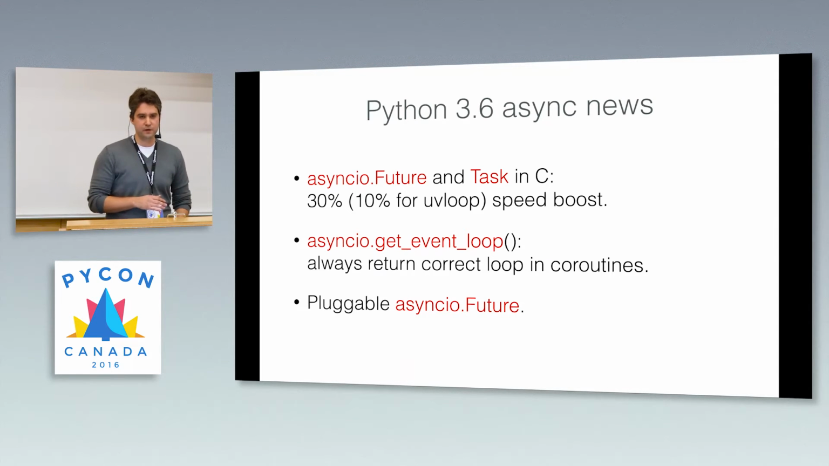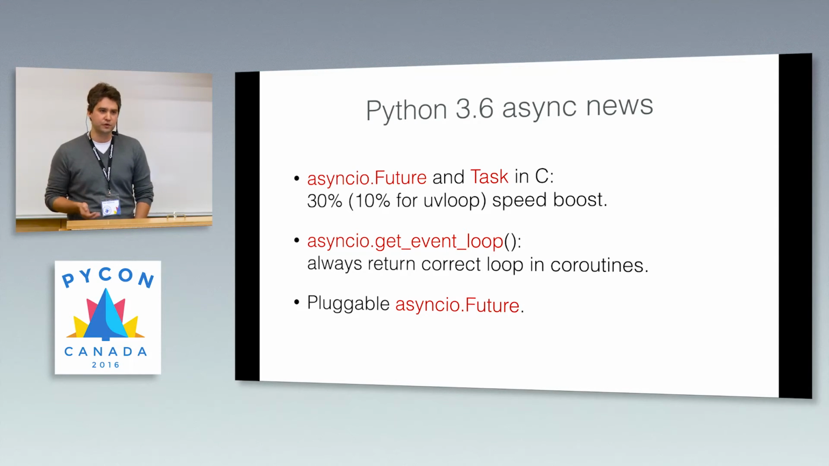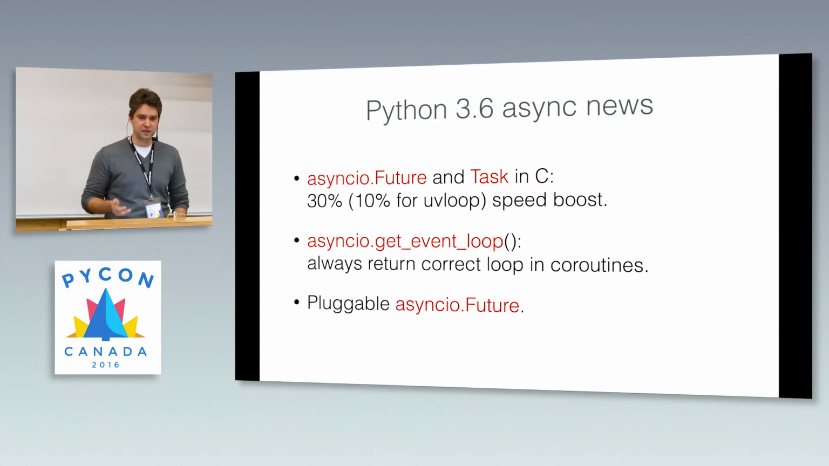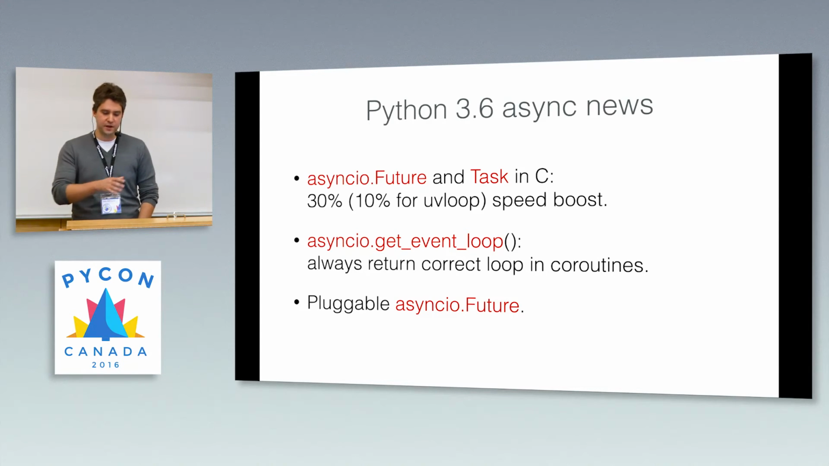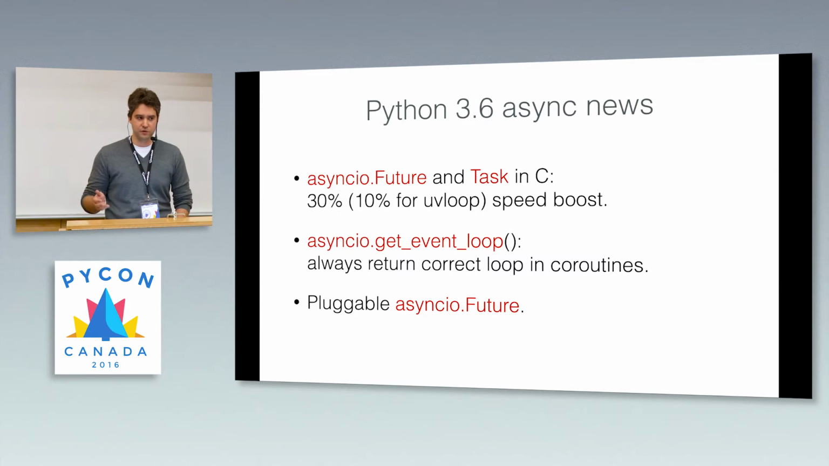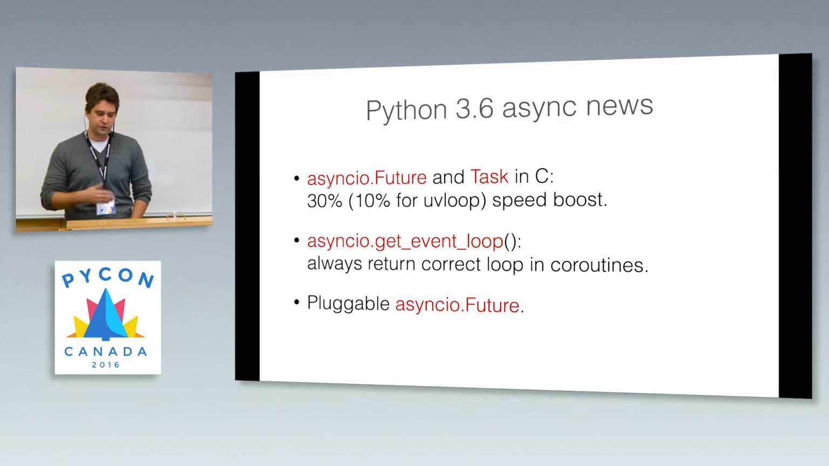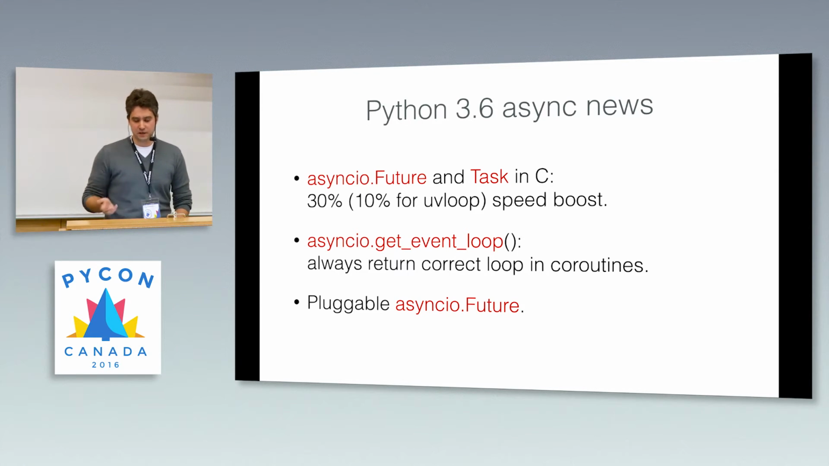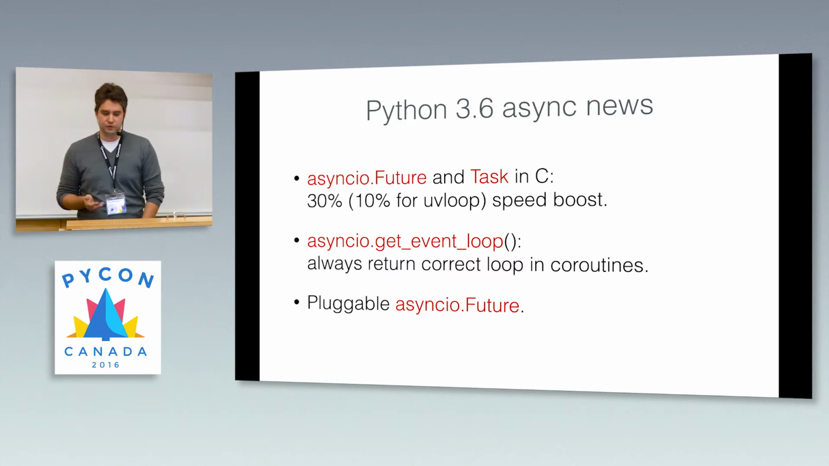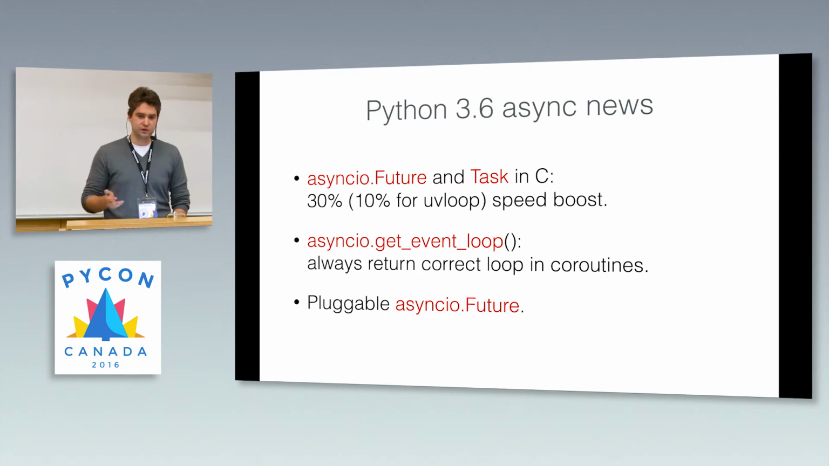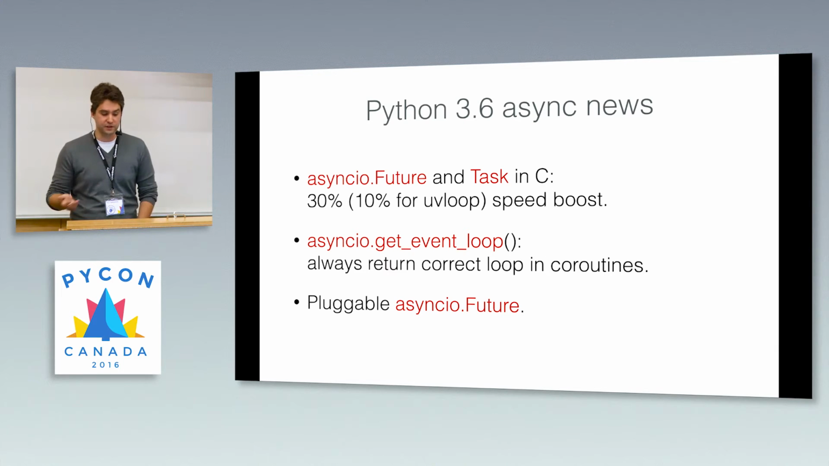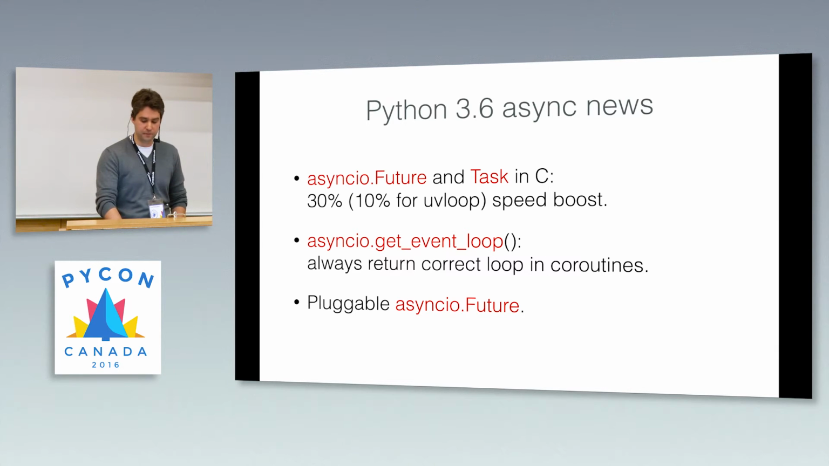Async IO will also have a pluggable async IO future. What this means is that frameworks like Twisted and Tornado can provide their own future implementations. So this is essentially a thing for interop. So you expect that pretty soon you will be able to just execute any Twisted or Tornado library in your async IO code, and this is a big deal.